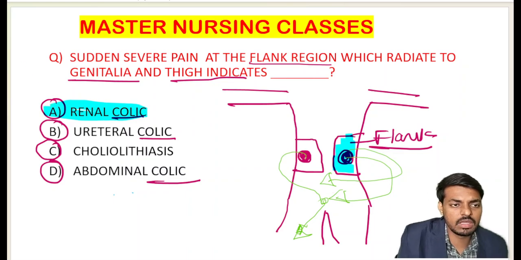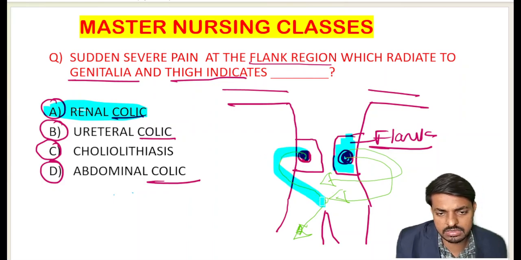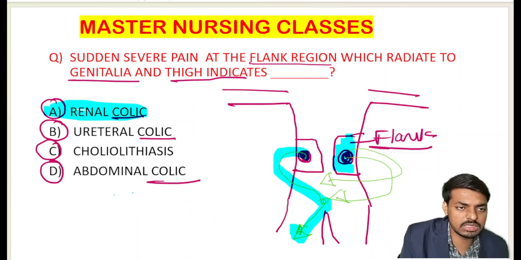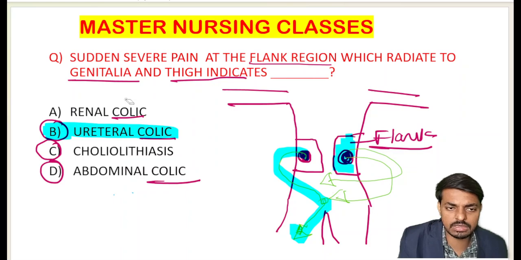And if the pain is radiating from the flank area to the genitalia and to the upper thigh, we call that ureteral colic. Hope the concept is very clear for you all. The answer to the question is option B, that is ureteral colic.